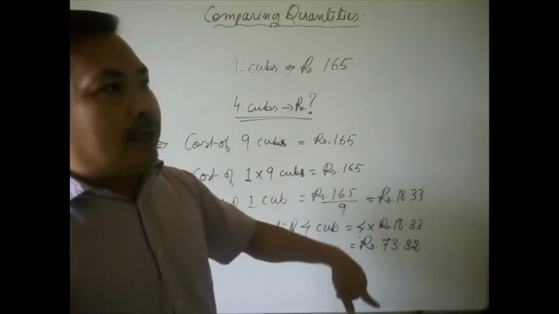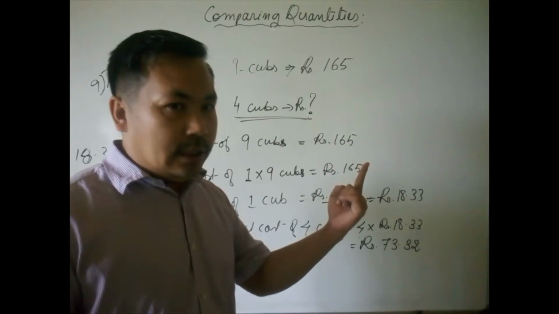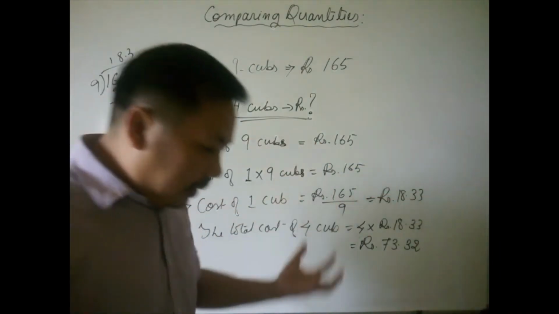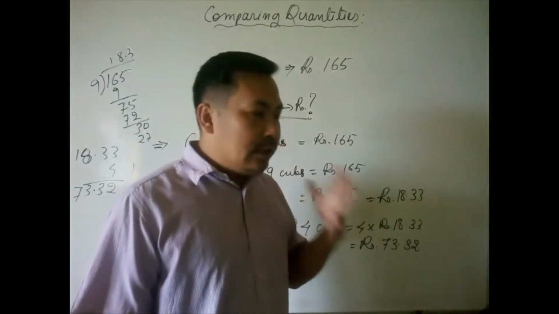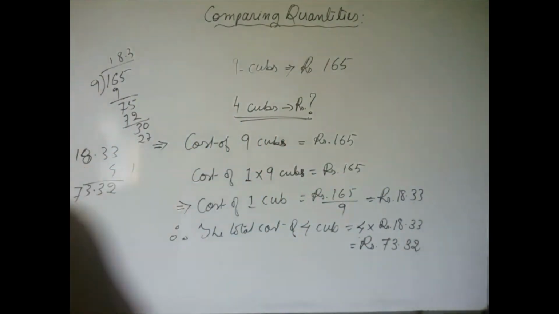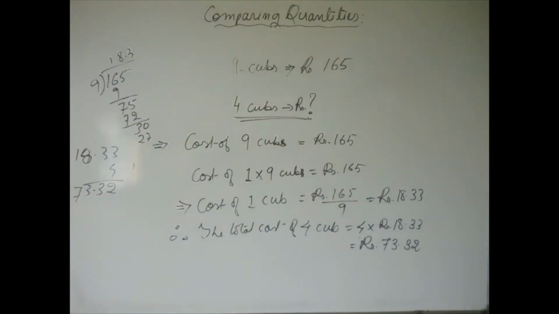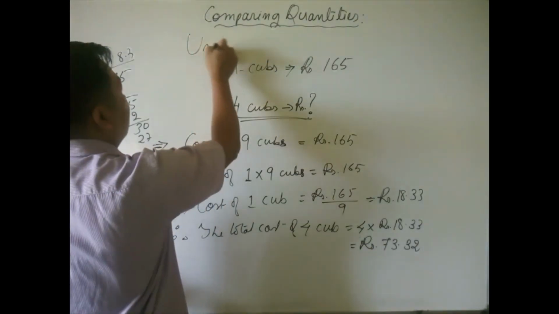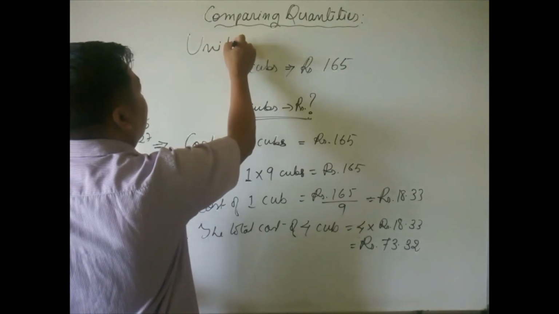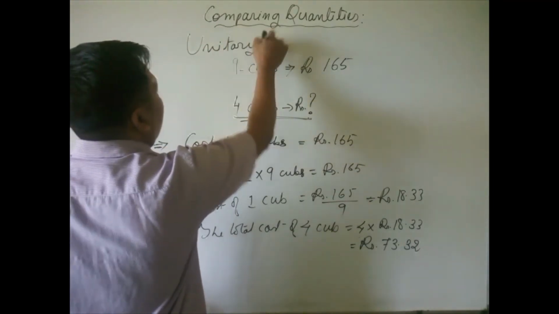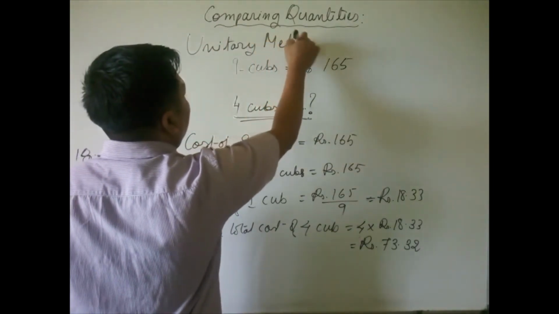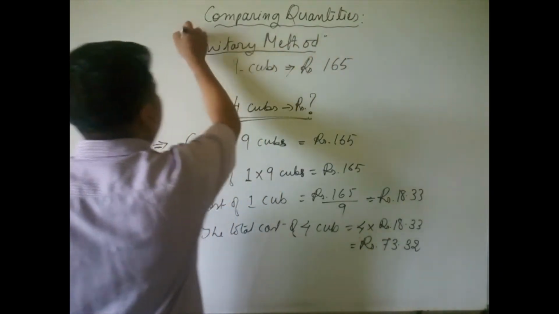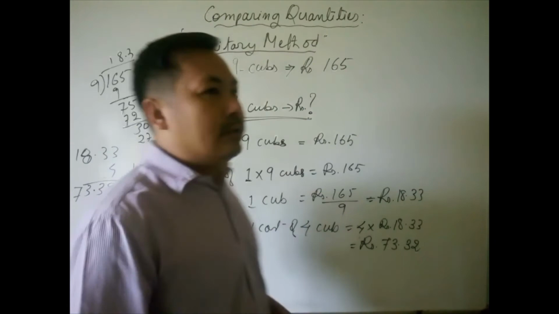We always have to find out the cost of 1 unit. That is called unitary method. Unit means 1, isn't it? Unitary method. What is called unitary method? Unitary method means finding out the price of 1 unit.